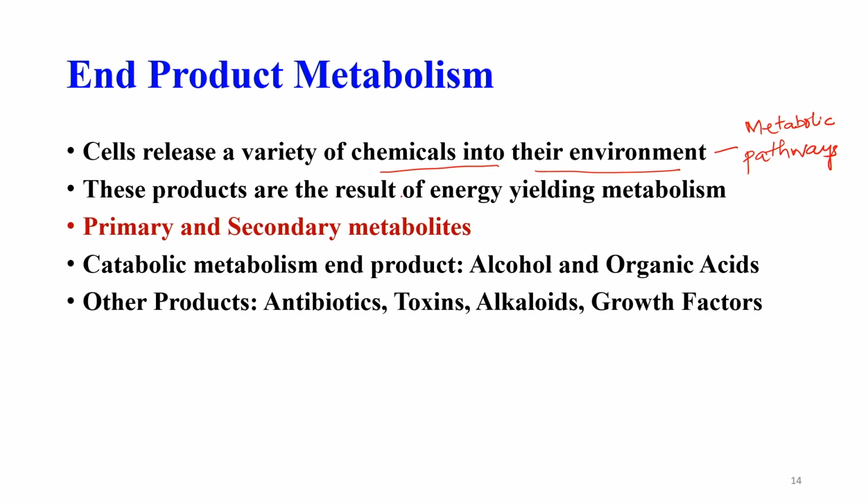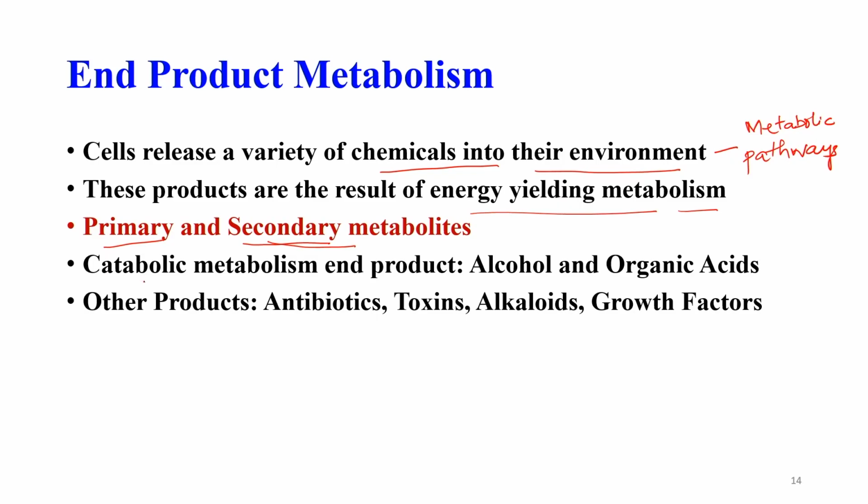And these products are the result of energy yielding metabolisms, and depending on their synthesis during the bioprocess, they are referred to as primary and secondary metabolites. If they are synthesized during the growth phase, or along with the growth of biomass, we say they are primary metabolites, and when they are synthesized during the stationary phase, meaning independent of biomass growth, that is called secondary metabolites.